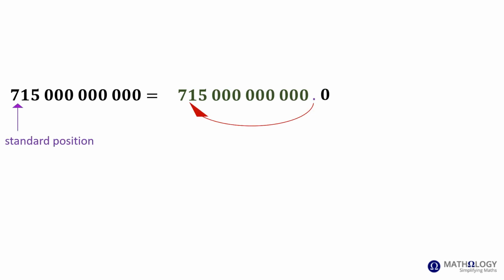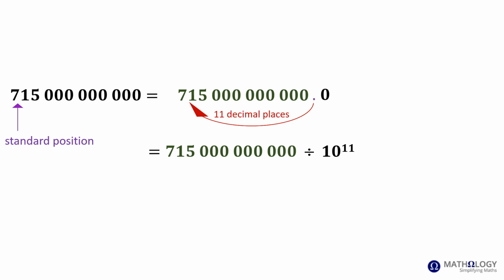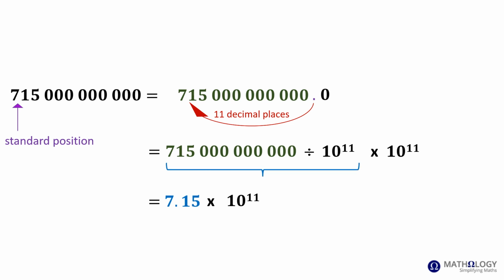To express 715 billion in standard index form, the decimal point needs to move from its current position to standard position, and therefore we need to divide the number by 10 to the 11, as there are 11 decimal places between the current position and standard position. And since we divide by 10 to the 11, we must also multiply by 10 to the 11, so as not to change the value of the number. Therefore, 715 billion in standard index form is written as 7.15 times 10 to the 11.